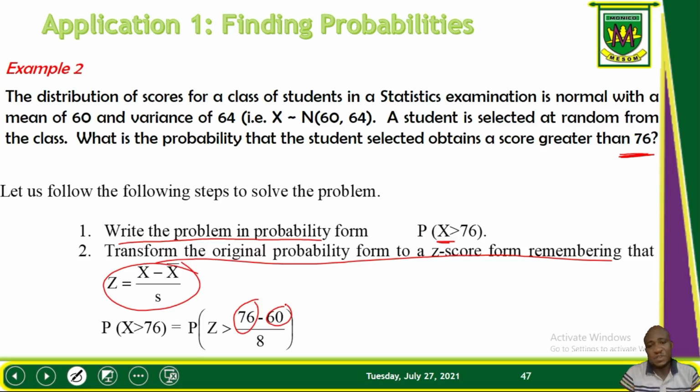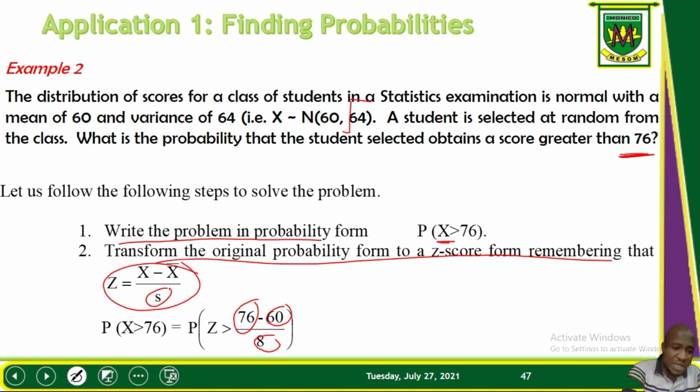And like I said earlier, in some cases you'll not be given the standard deviation, but you'll be given the variance. And we know the variance and the standard deviation move together. So when you are given one, you have to determine the other. Here, since we have 64 as our variance, all we have to do is find the square root of 64. And the square root of 64 will be 8. So the 8 becomes our standard deviation. We don't need the variance in the formula, we need the standard deviation. So we need to convert the variance to standard deviation first.